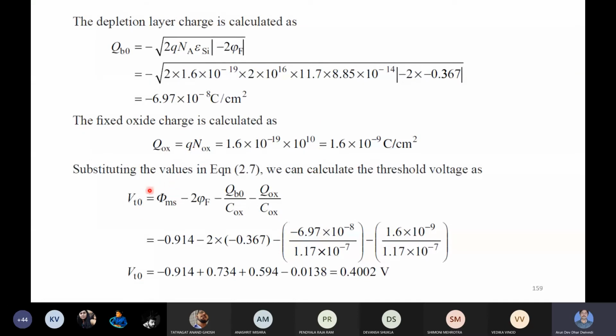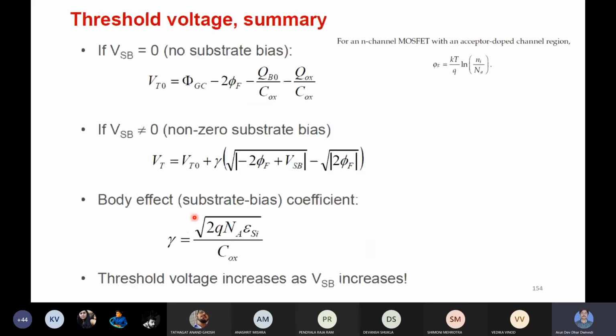This is the formula which we derived in the very beginning. We have defined threshold voltage without any body bias, without any substrate bias. If substrate bias is there, then we will see a new formula. This is VT0, and this is VT0 plus something extra. If body bias is there, then gamma times under root of minus 2 phi f plus VSB, the substrate bias, minus under root of mod of 2 phi f. So this extra term comes in.